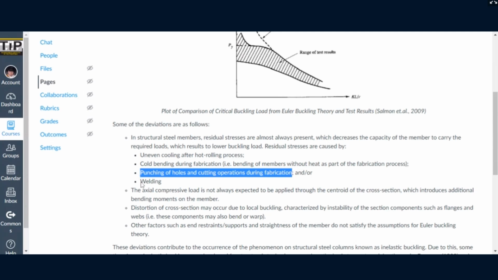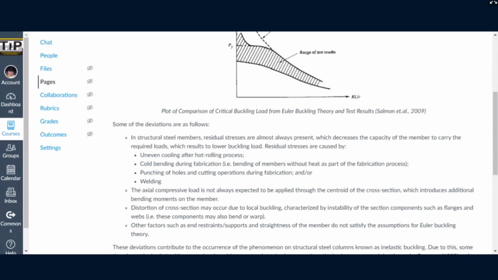And lastly, welding. So welding meaning you apply heat. So the mechanism is pretty much similar to this, to uneven cooling, in the case that the initial stresses are caused by heat. So these are some of the causes of residual stresses.